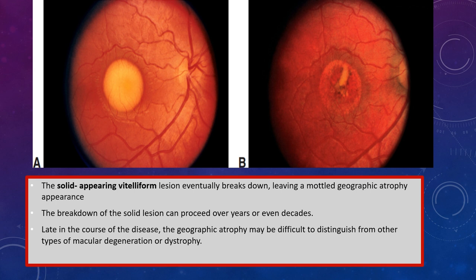So basically, in Best disease or the vitelliform lesions, you have the solid-appearing egg yolk structure present at the center of the macula, and that is eventually going to break down, get scrambled, and lead to formation of a geographical atrophy patch. Sometimes it might become very difficult to differentiate this geographical atrophy from other causes of macular degeneration and dystrophy. This scrambling or breakdown of the solid lesion can proceed over years, and sometimes may even take decades to completely scramble or completely atrophy.